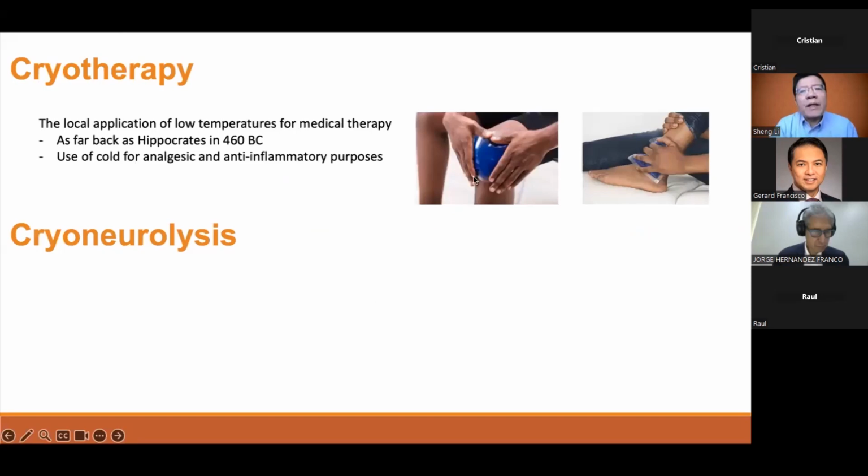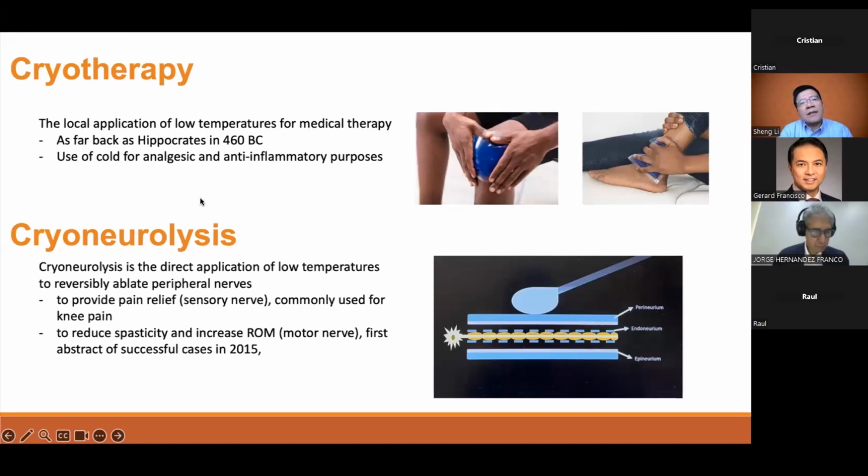We are familiar with cryotherapy. For example, we use an ice pack when we get a sprained ankle or knee pain after running. So what cryoneurolysis does is use advanced technology to create a very focal low temperature directly onto the nerve, to block the nerve, to reduce the pain and reduce spasticity.